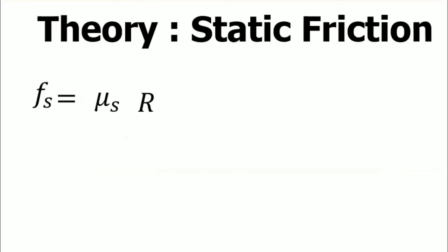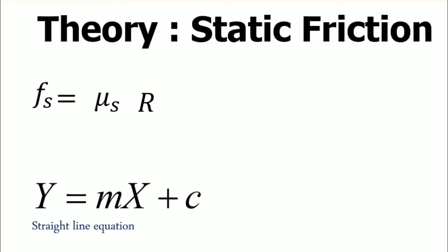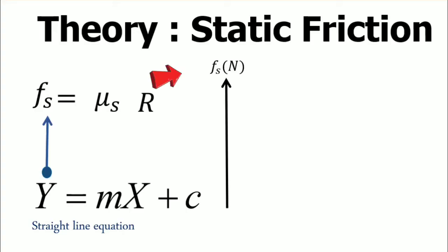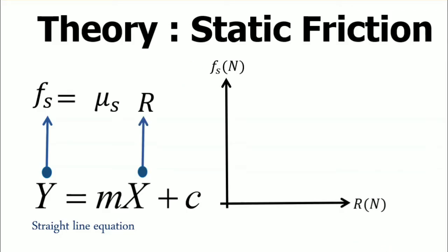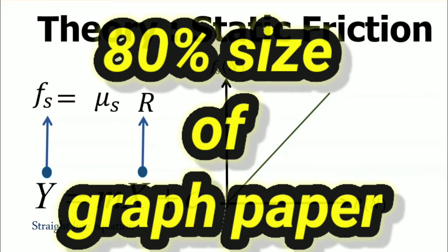Next, we will go to the graph. From the equation that we have established earlier, we can plot a graph of static frictional force Fs against normal reaction force R. If we compare the equation with a straight line equation, the static frictional force Fs will take the y-axis and x-axis for normal reaction force R, and the value of C is 0. The graph should start at 0 and the graph is going to be a straight line graph. When plotting your graph, make sure that the graph occupies at least 80% of the graph paper.